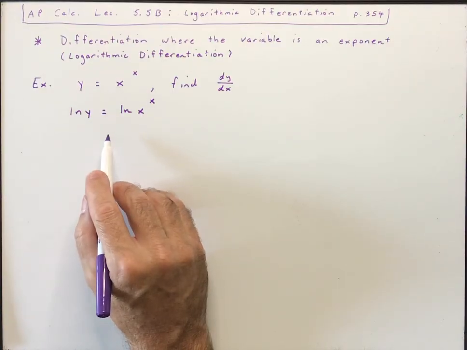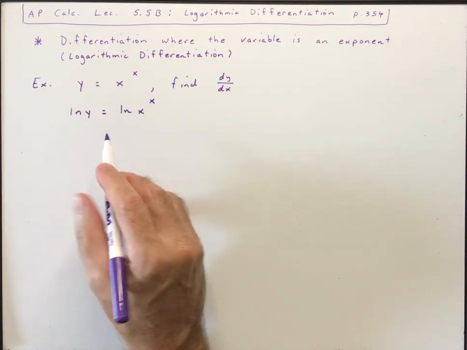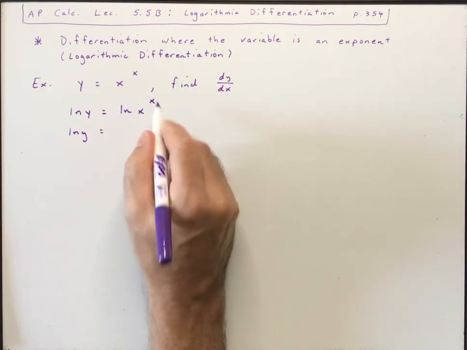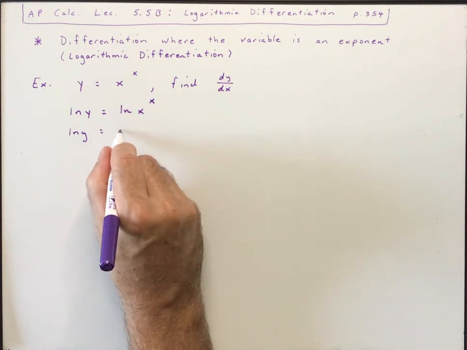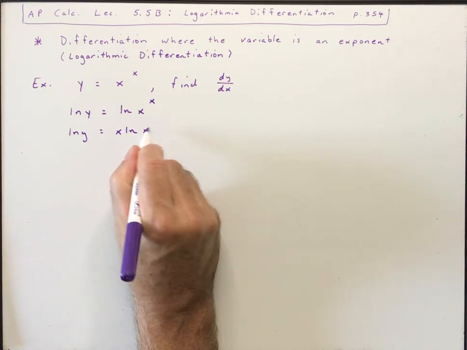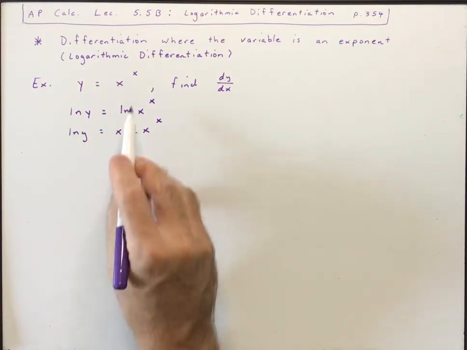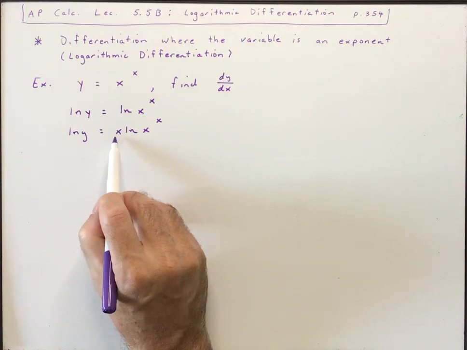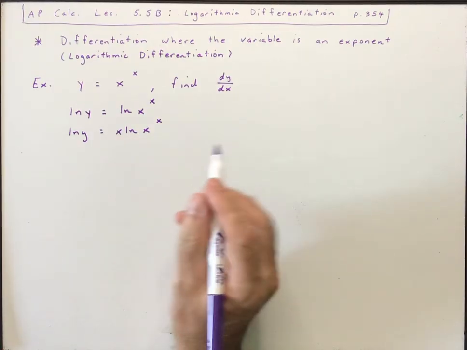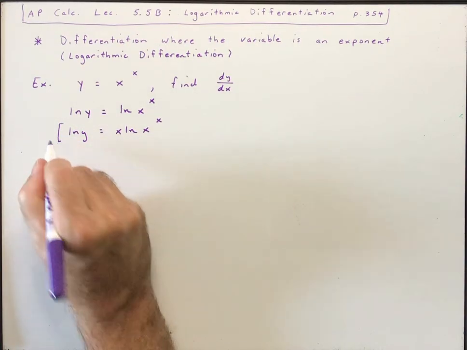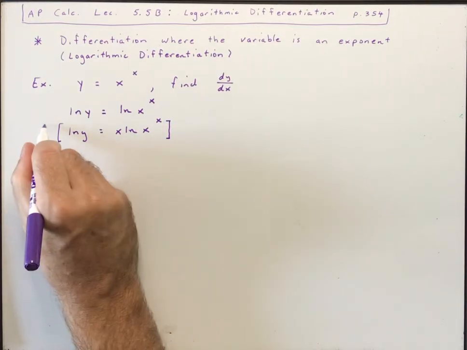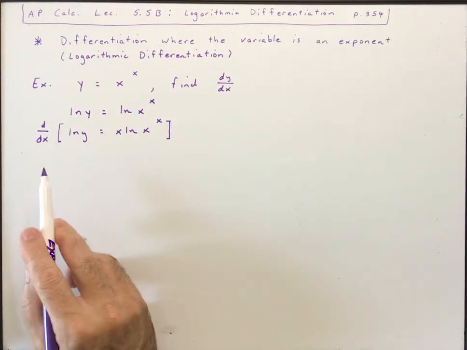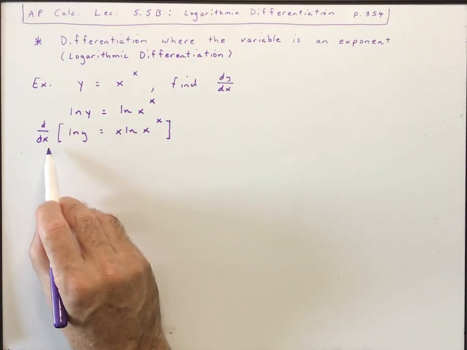All right, and now we are going to simplify. So we've got natural log of y is equal to, what can I do with that exponent? I can bring it out front as a coefficient, x natural log x. And that's why we took the natural log, because we want to get that exponent down if we can. All right, so now I'm going to differentiate both sides of the equation with respect to x. So that's what d over dx means. It's a verb. Take the derivative with respect to x.